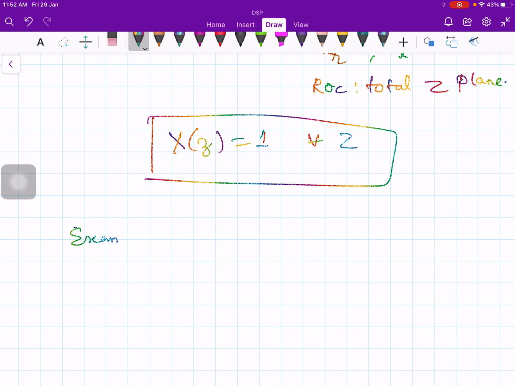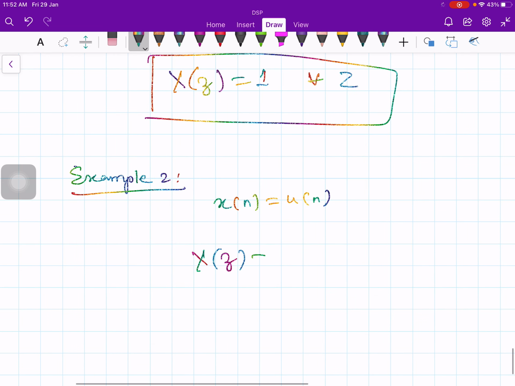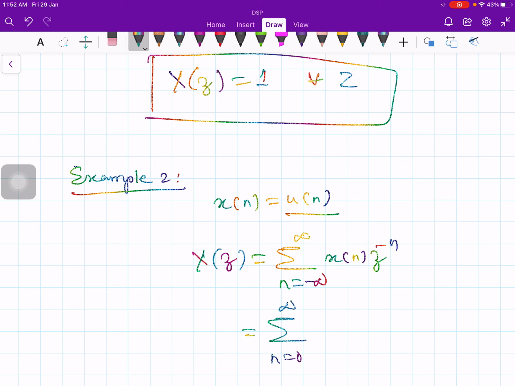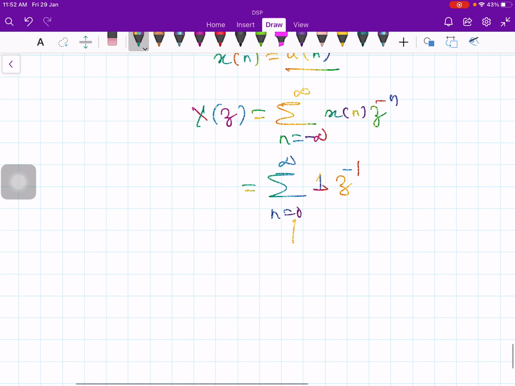Now example number 2, x of n is equal to u of n. What is X of z? X of z equals sigma, by definition, minus infinity to plus infinity x of n times z to the minus n, but this u of n exists from 0, therefore the lower limit is 0 and the upper limit is infinity, and u of n is 1 in this range, z to the minus n, because the sequence starts at n equals 0. If we expand this, this is going to be 1 plus z to the minus 1 plus z to the minus 2 plus z to the minus 3 and so on and so forth. It goes up to infinity. So this is a geometric progression.